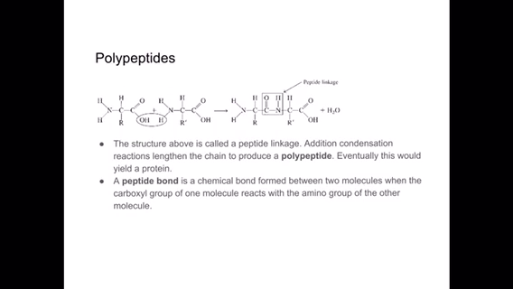So polypeptides. The structure above is called a peptide linkage, and addition condensation reactions lengthen the chain and produce a polypeptide. Eventually, this would yield a protein. A peptide bond is a chemical bond formed between two molecules when the carboxyl group of one molecule reacts with the amino group of the other molecule.